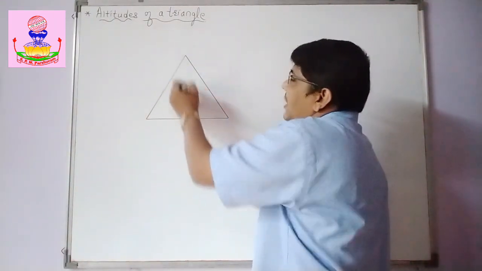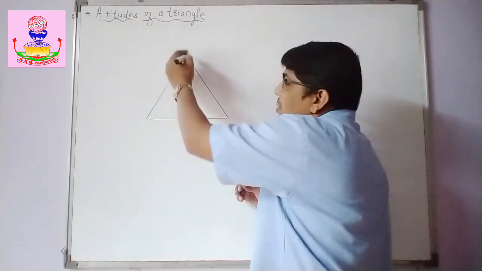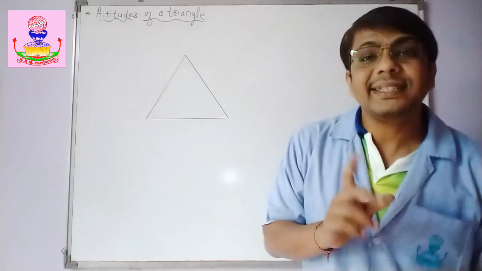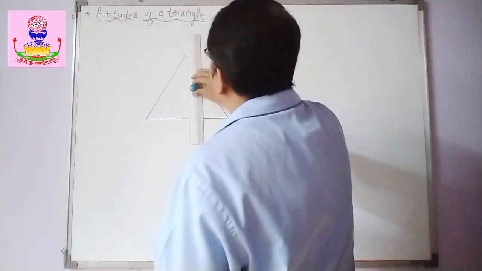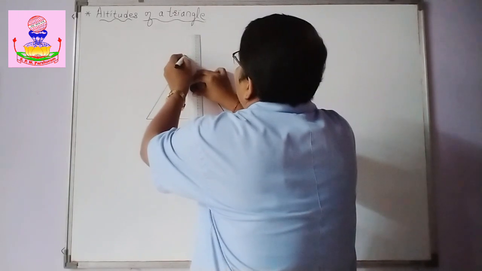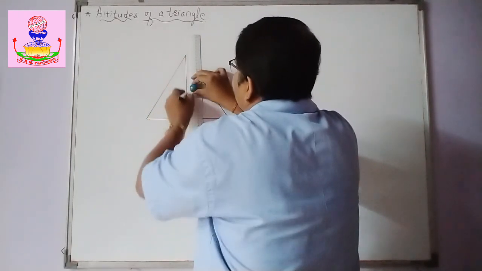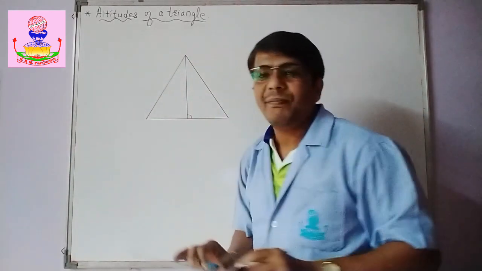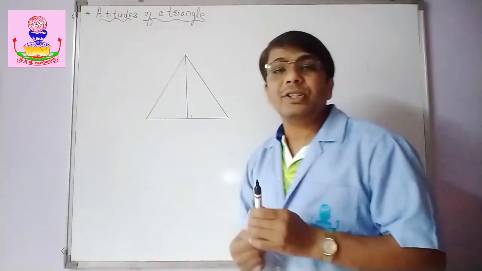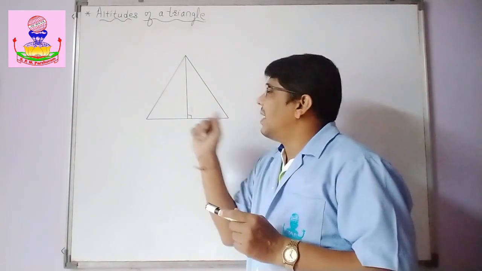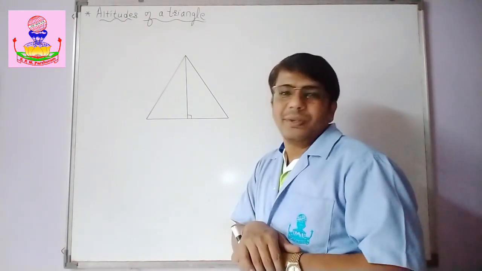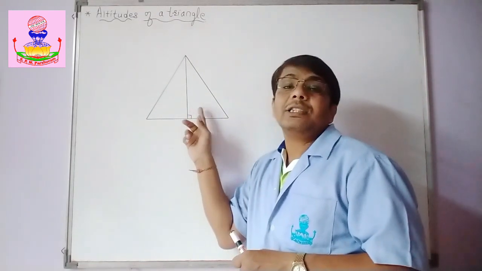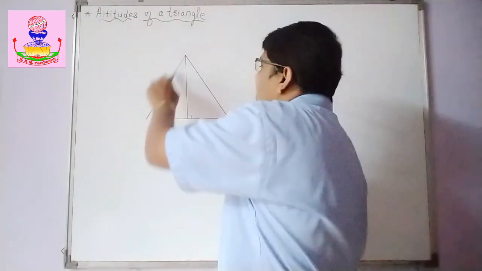So you can draw infinite lines like this. Am I right? So which can be the height of the triangle? Okay. So the line segment drawn from the vertex which is perpendicular to the base of the triangle is called the height of the triangle, or it is also called the altitude of the triangle. Do you get it? It is also called the height of the triangle or altitude of the triangle.